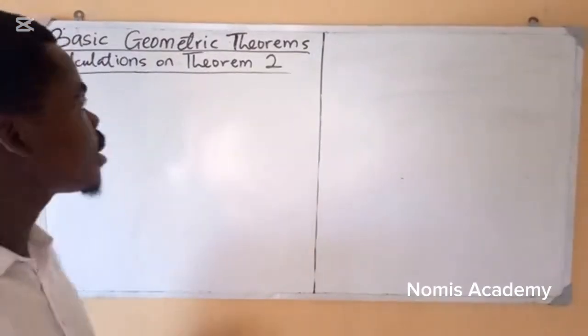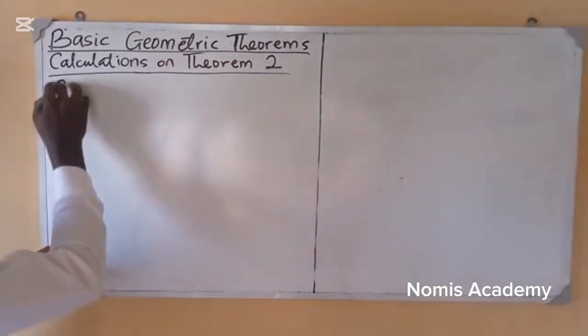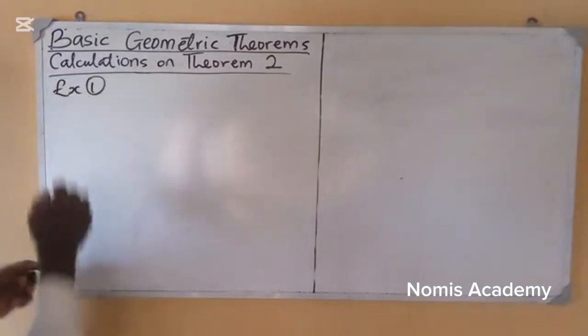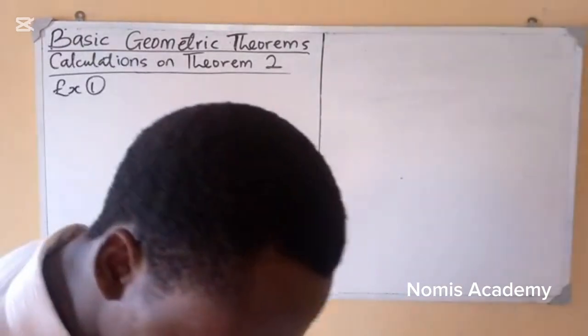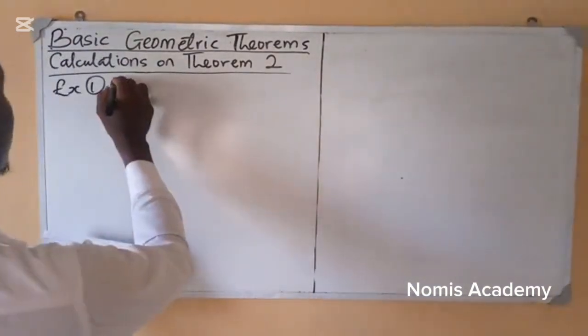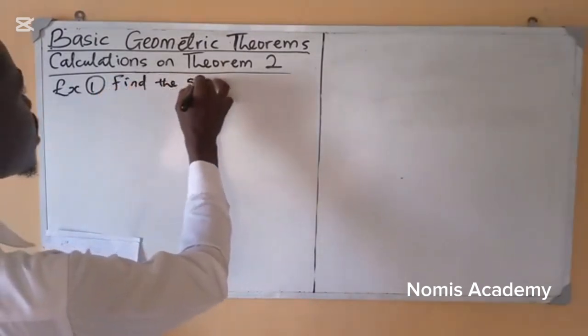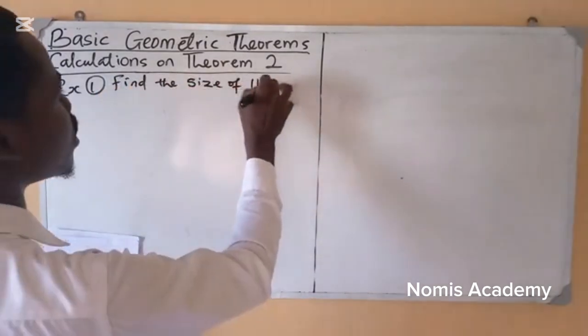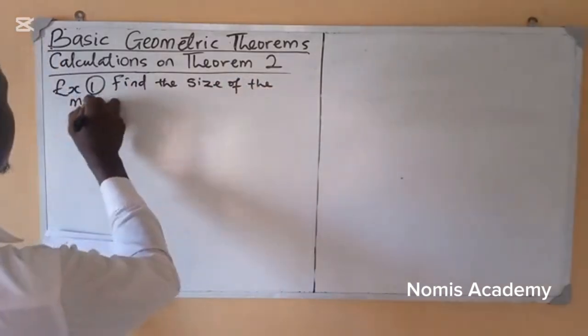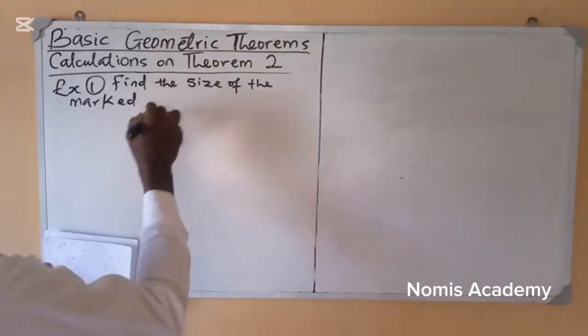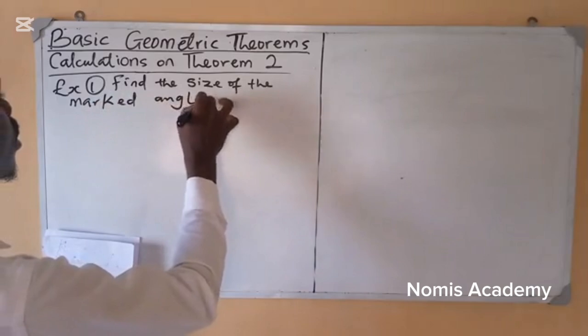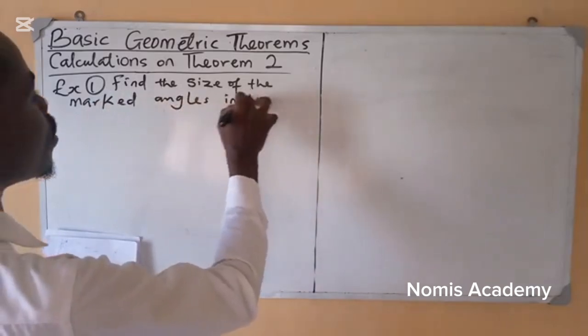All right, so now let's pick the first example, example 1. Find the size of the marked angles in the figure.